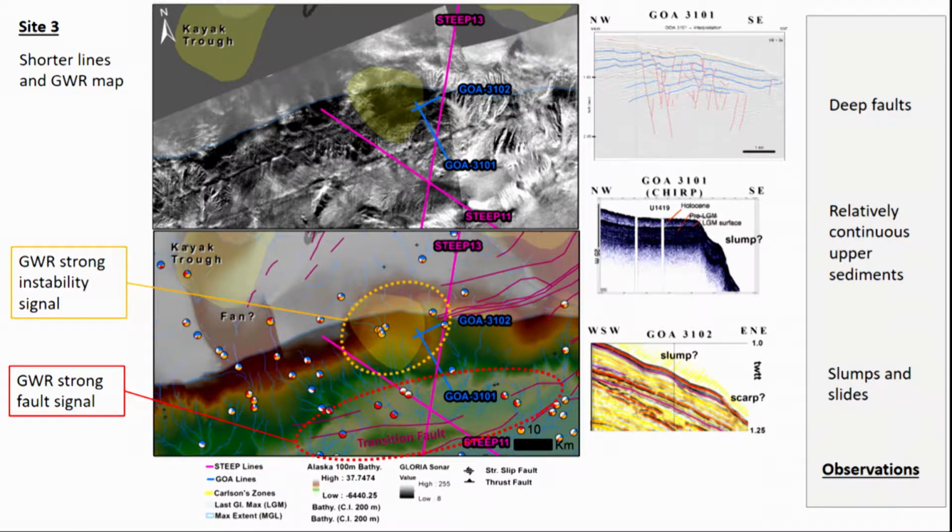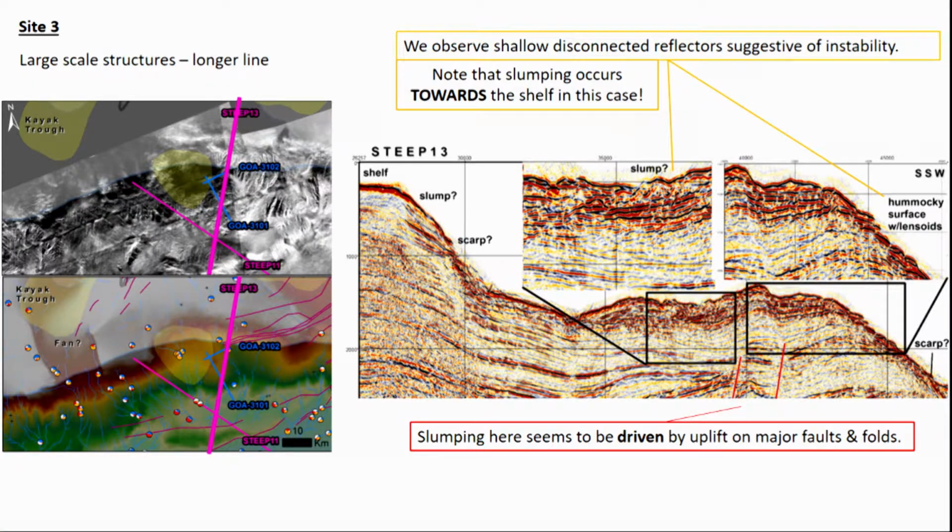These groupings seem to make sense. When we look at the larger scale line, crossing through highlighted here in pink, what we see is, again, shallow slumping, but nothing that's really connected too deep. And it seems like this slumping and instability here is driven by uplift on the major faults and folds.